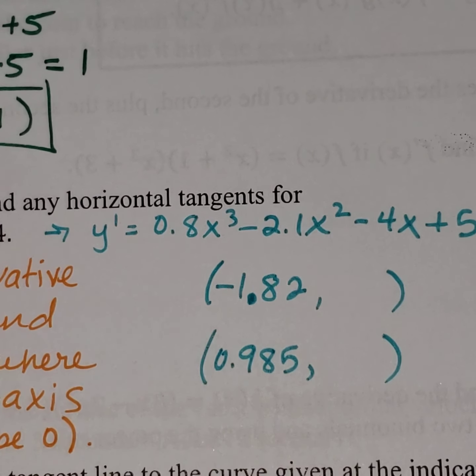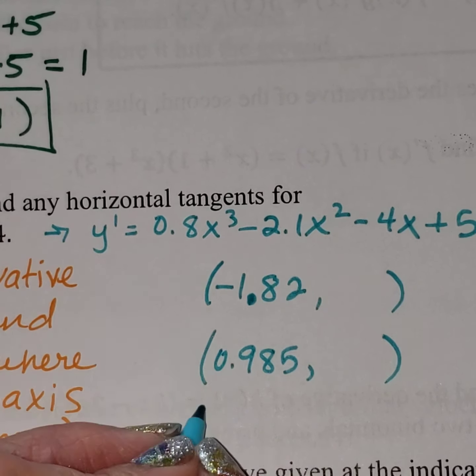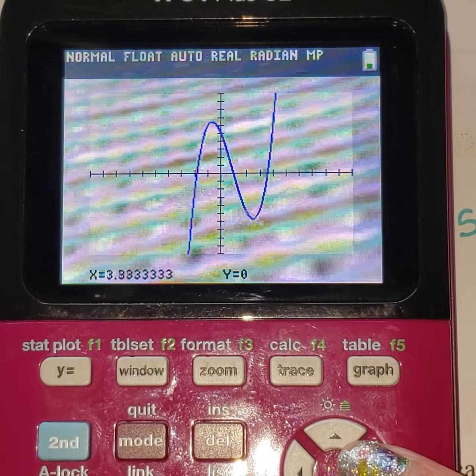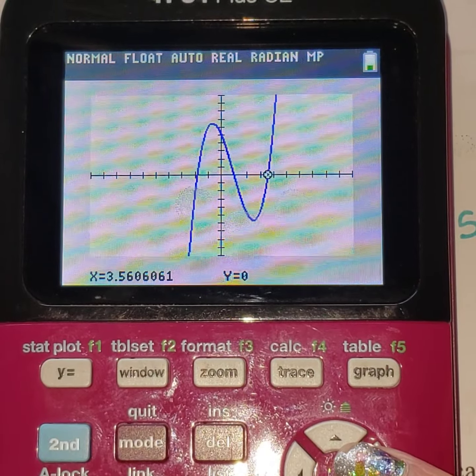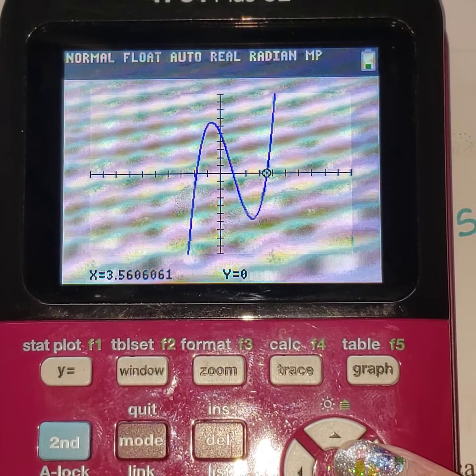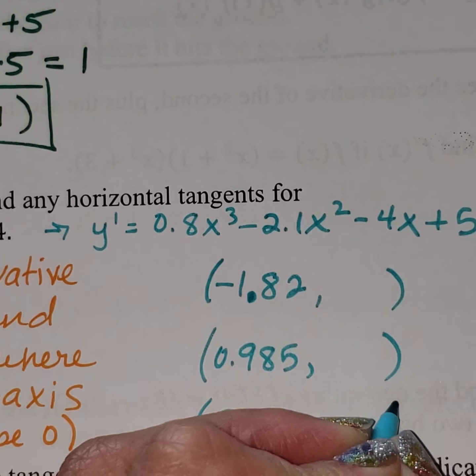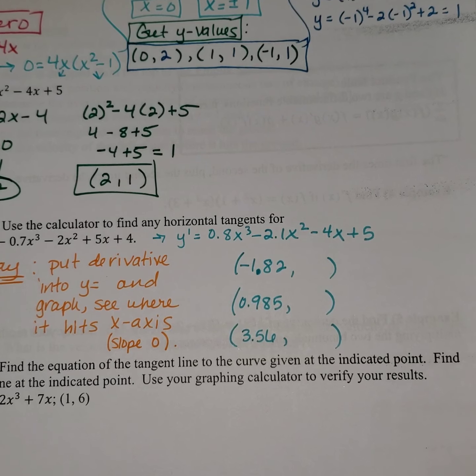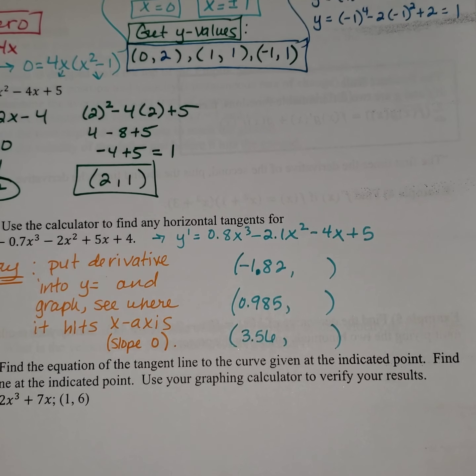I got to find the y value that goes with that. And then the last one, scooch that point on over. Looks like 3.56. Okay, and now all we have to do is find the y values. So to find the y values, you have to plug it back into the original equation.